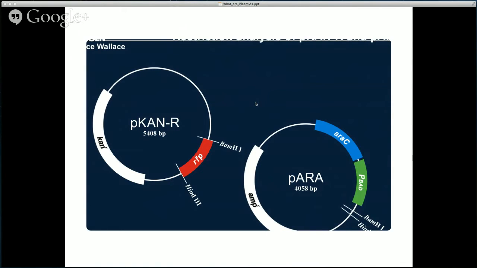Then we have this pARA plasmid. It's got an ampicillin resistance gene. It's got an araC, a PBAD promoter, and you see these two labels, BamHI and HindIII, and we have the same ones, HindIII here and BamHI. Those are restriction sites, very specific sequences that very specific restriction enzymes will find. And so if you mix in with those plasmids these two restriction enzymes, you can cut the DNA. Just like that.